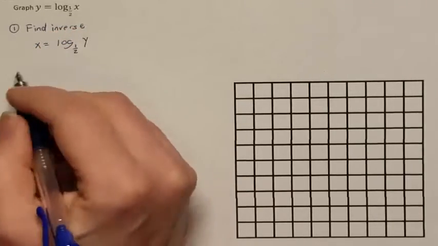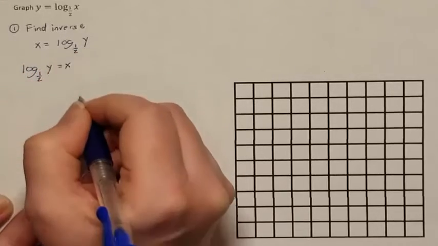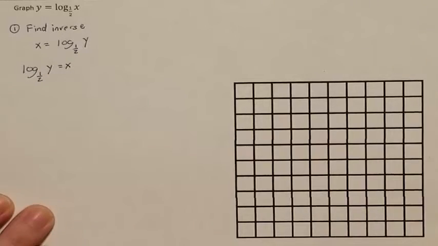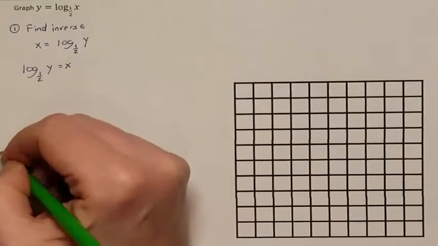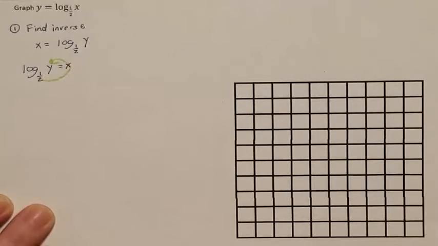I'm used to the log being written on the right side, so I'm going to rewrite it so the log is still on the right side. I need to get rid of the log because my y is stuck to the log. The only way to unstick it is to switch forms, so log form to exponent form. So 1/2 to the x power is going to give me my y.